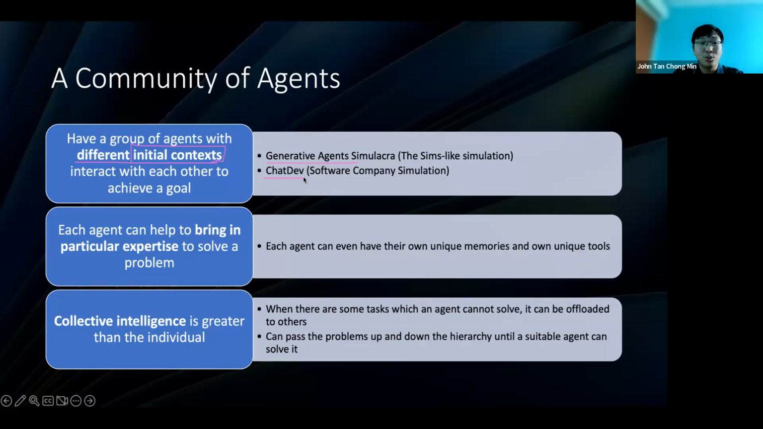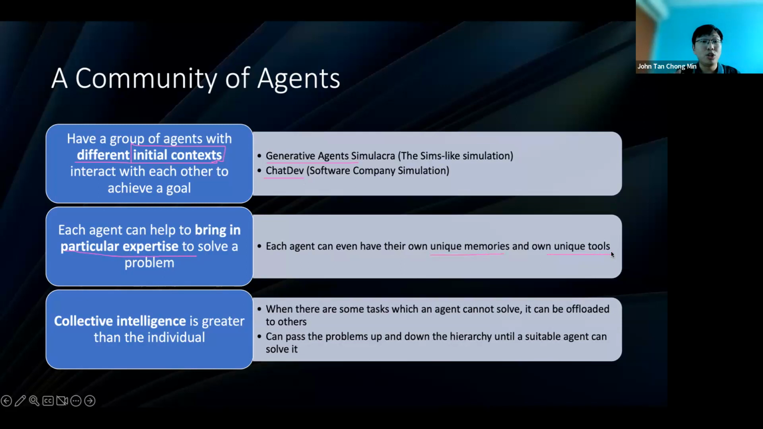You have different ants doing different things. If you specify different roles already, as a group, the group of ants can do something bigger than what an individual ant can do. So similarly, a group of agents with different initial conditions can actually perform better. And each agent can have their own particular expertise that they can solve their problem. They can have their own memories, their own tools.